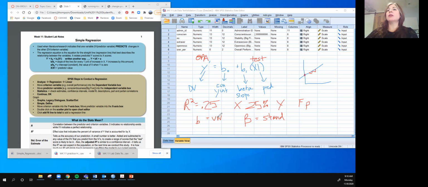Now, on this B, which will be one line, you'll have a T and a P telling you whether it's significant, and confidence intervals for future beta weights. So these are the stats that we need to pay attention to.